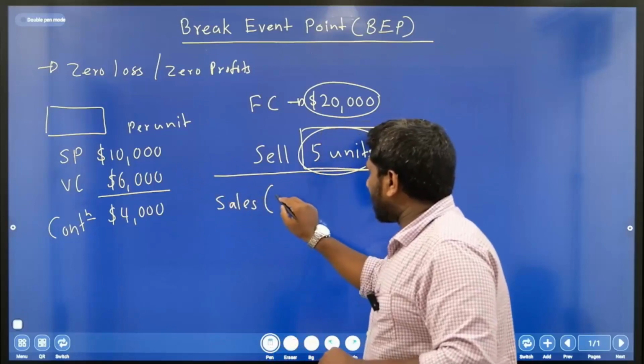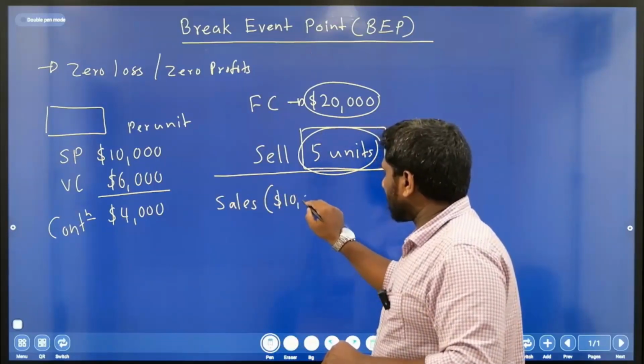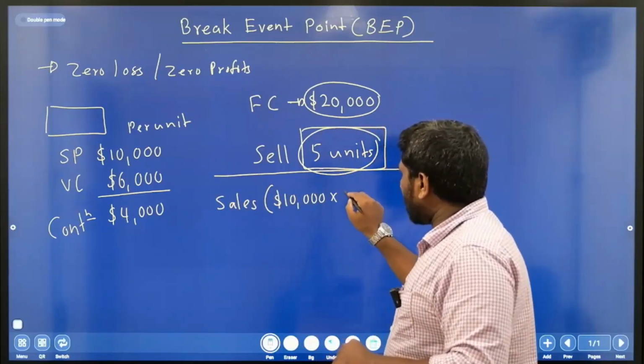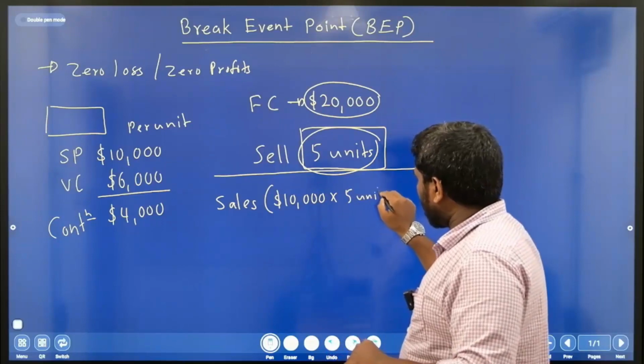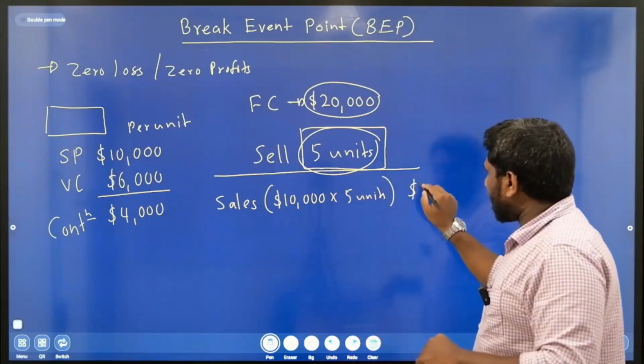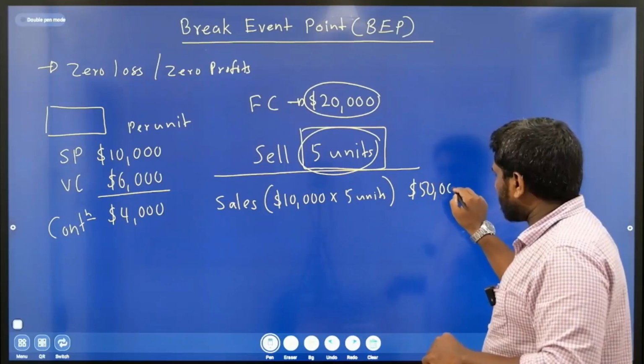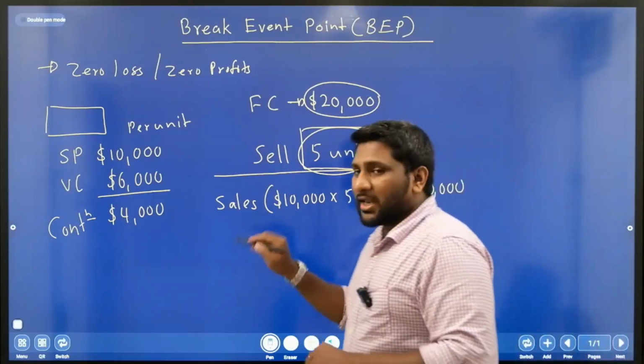Each unit I am selling for how much? 10,000. How many units am I planning to sell? 5 units. Okay. Then how much sales am I generating? 50,000.